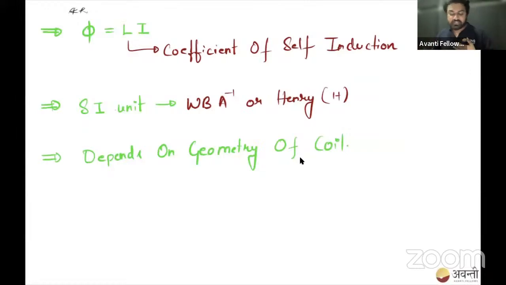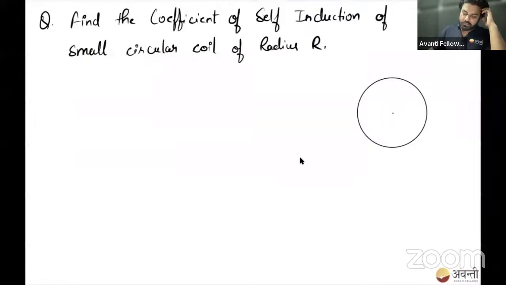And L is the coefficient of self-induction. SI unit is Weber per ampere, Henry. And this only depends on the geometry of the coil. It does not depend on current and all, right? That's why it is a constant. It is constant for every coil. Chalo. So let's do a question quickly.